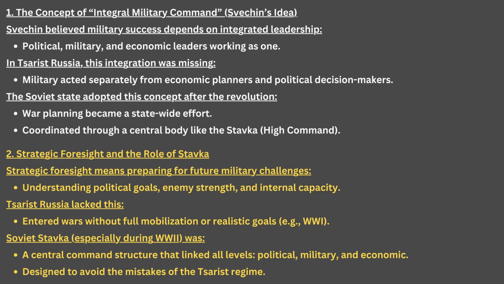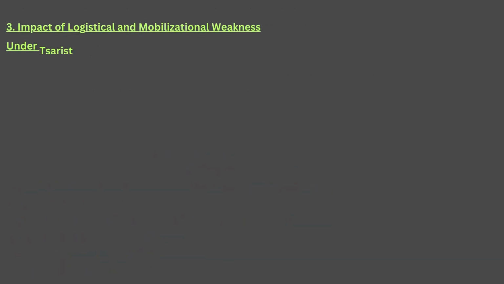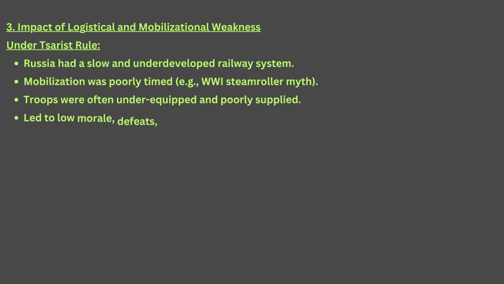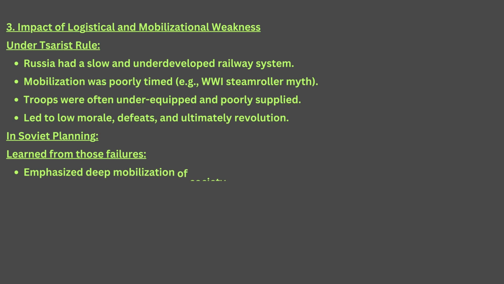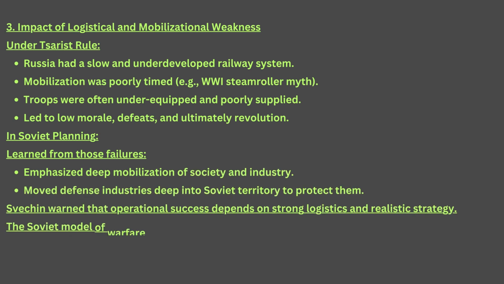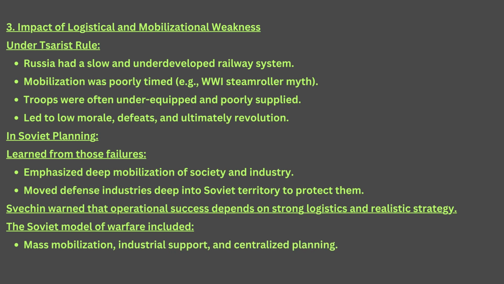Part 3. Impact of logistical and mobilizational weakness. Under Tsarist rule, logistics and mobilization were major weaknesses. The railway system was slow and underdeveloped. Mobilization was often poorly timed, like in World War I, where the famous steamroller myth fell apart. Troops were frequently under-equipped and poorly supplied. These issues led to low morale, military defeats, and eventually, revolution.